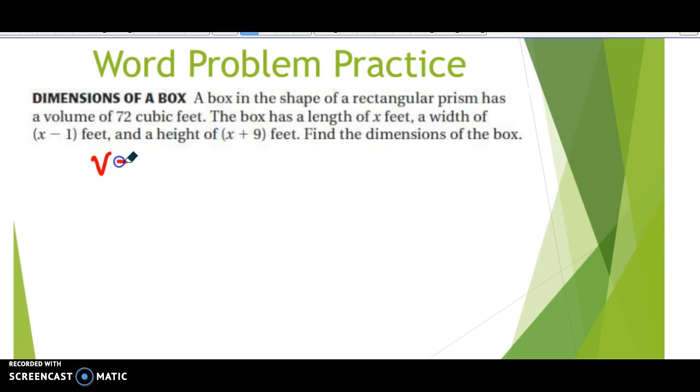So when we're looking at volume, we're looking at length times width times height because it is a three-dimensional figure. So I'm just going to substitute in x for length, x minus 1 for width, and x plus 9 for height. However, I also know what the volume is. It's 72 cubic feet. So I'm going to substitute that in.